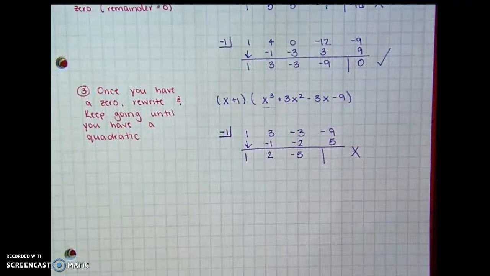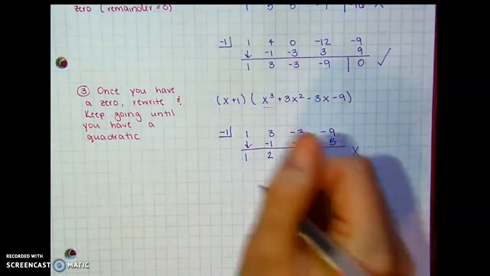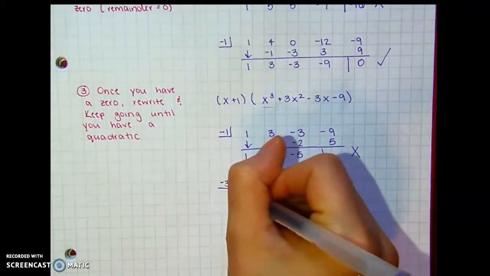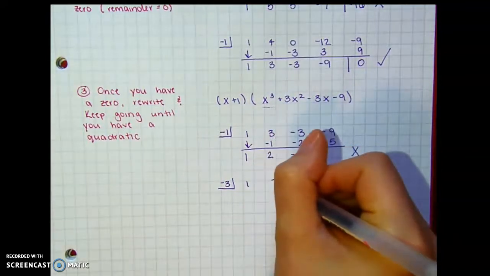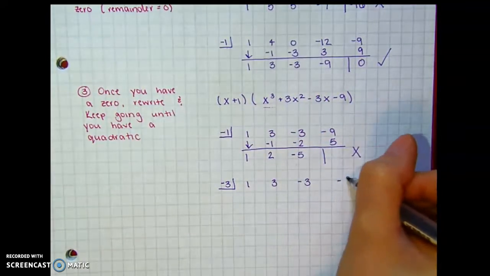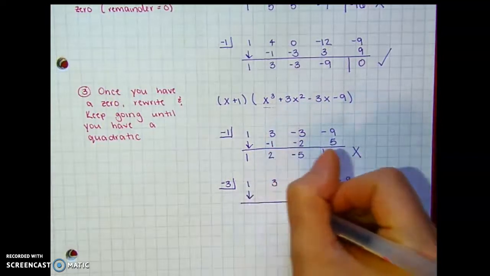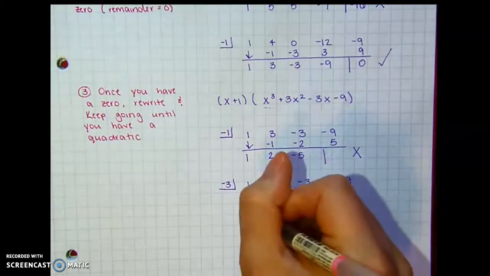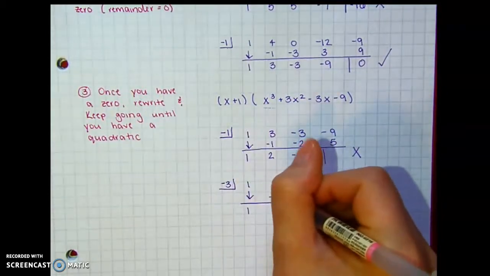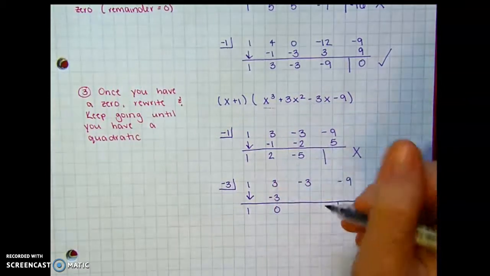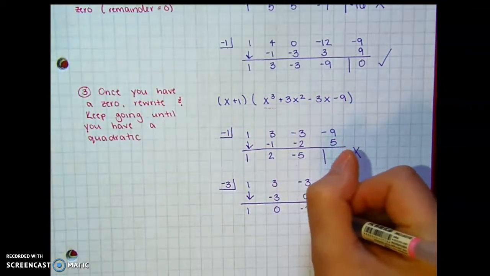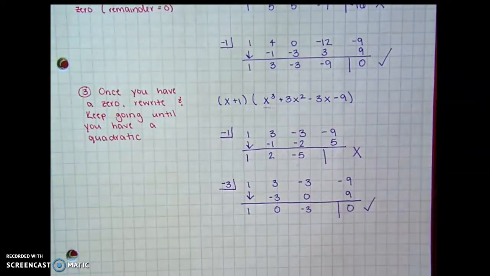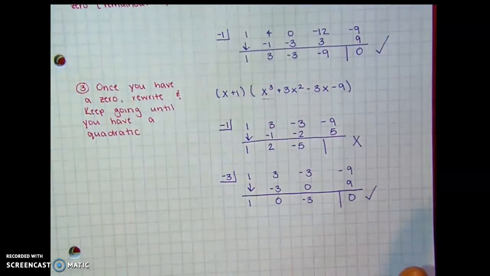Alright, so now I need to test another one. Why don't we do -3? And you need to show every single test that you're doing. So 1 times -3, add. 0 times -3, add. -3 times -3, 9, add. We have a remainder of 0. Wonderful.